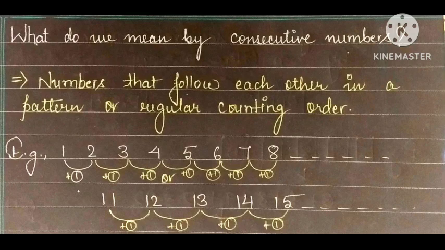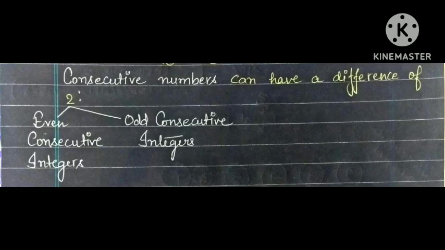Consecutive numbers are the numbers that follow each other in a pattern or regular counting order. Here, you'll see both of the series are following each other with a fixed gap, which is 1. Also, they can have a difference of 2 between two numbers, in which case the numbers will be either odd consecutive integers or even consecutive integers.